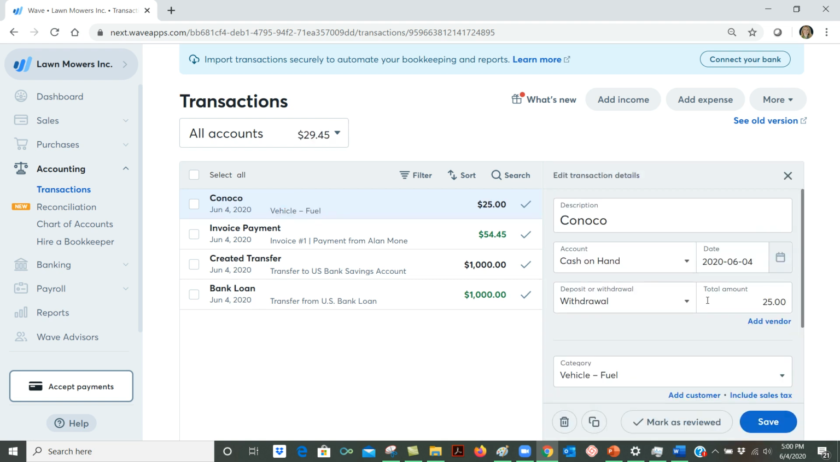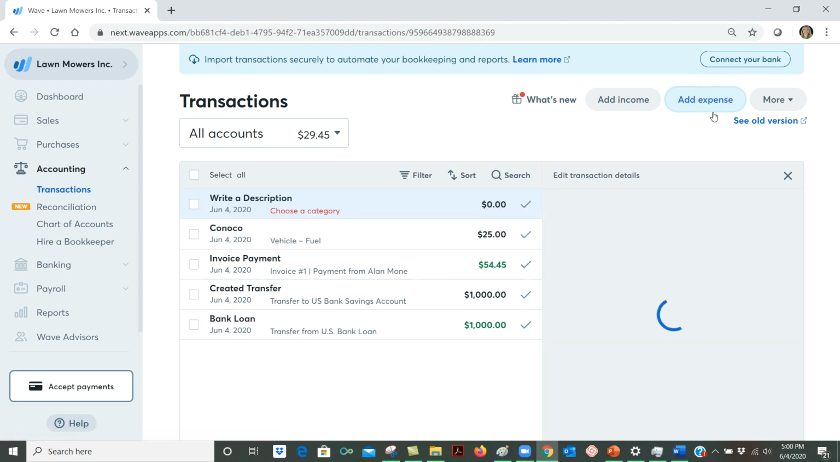Now for the second transaction, that was for $5 and that was for the purchase of oil. And the business owner charged that purchase to his credit card. So we're going to put a different account here for that transaction.